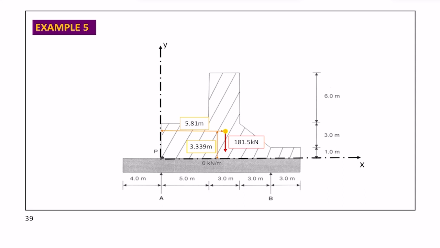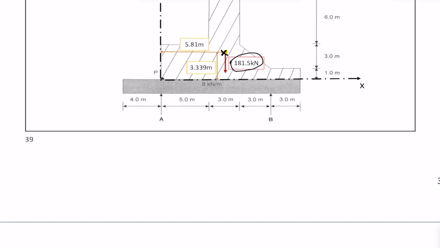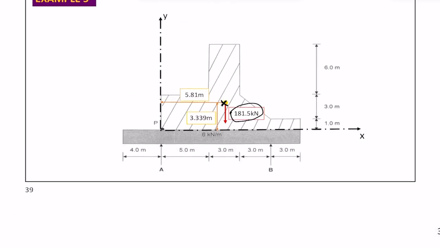Here I draw based on the loading of the wall and the centroid. Here is the centroid yang kita dapat tadi. The distance from the x-axis is 3.339 and the distance from the y-axis is 5.81 meter. Next, we can find the value of RA and RB, which is the reactions yang soalan ni minta ya.